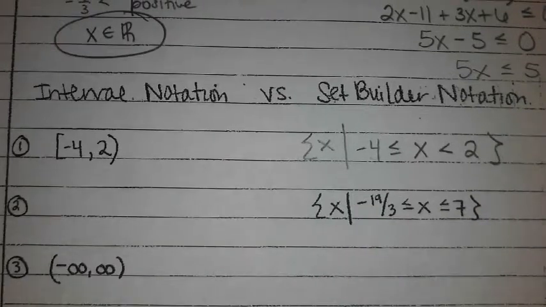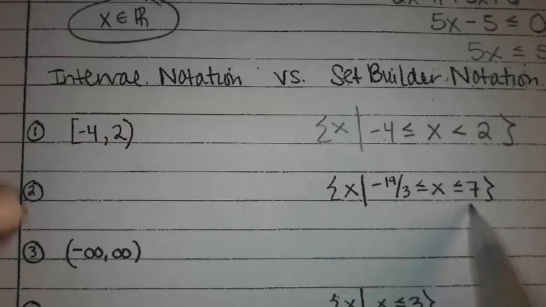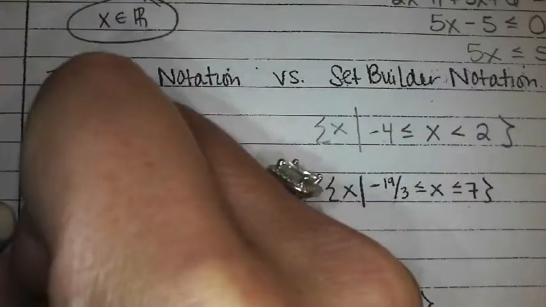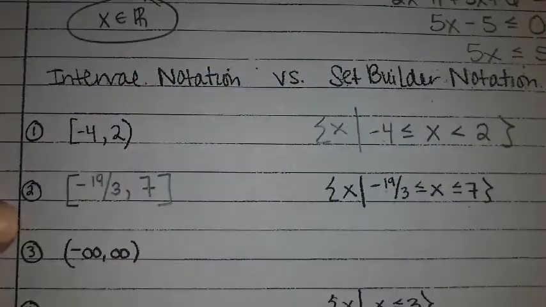This one, x has to be between negative 19/3 and 7, and it's inclusive of both, so we're going to use a double bracket, negative 19/3, comma 7, and they both have brackets.